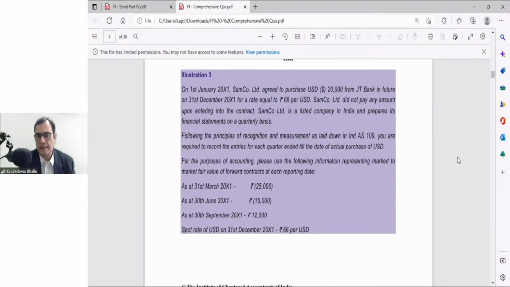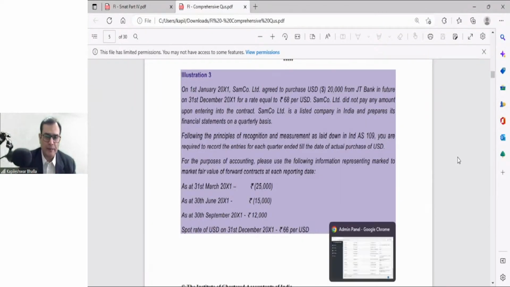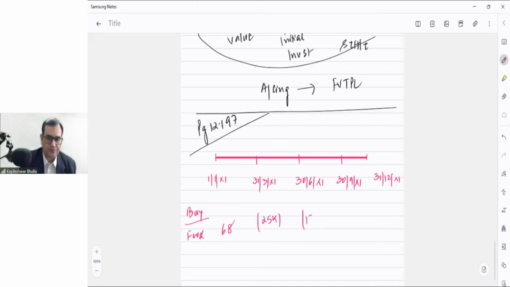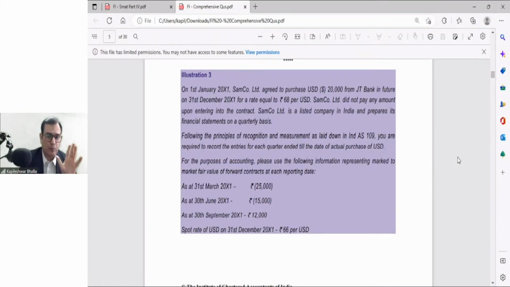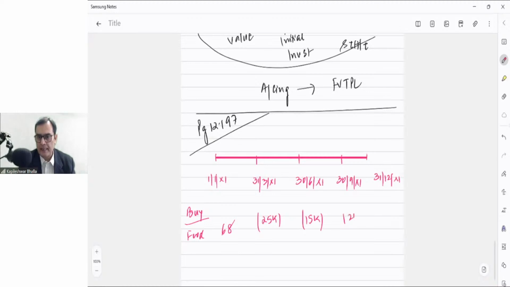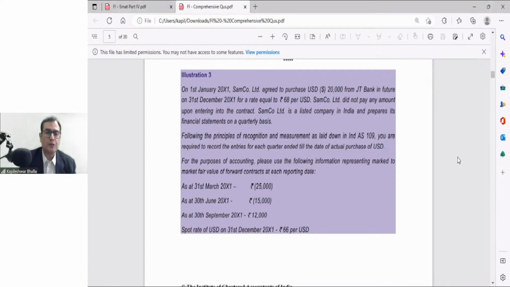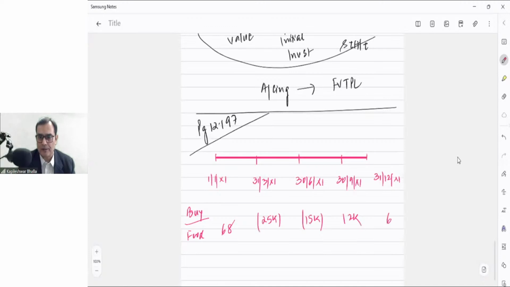I'm just noting the data. Then it tells me on 30th June, it is -15. And then on 30th September, it's +12,000. And then I'm given the rate prevailing on December X1. It is $66. This is the spot rate, not the forward rate.